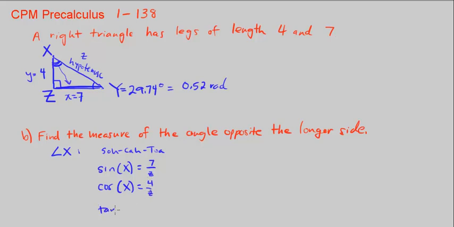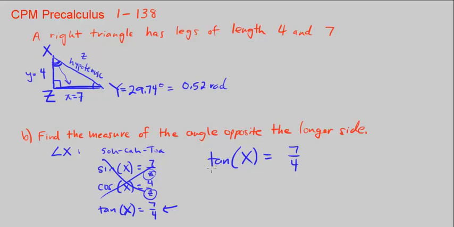And tangent of angle X is equal to opposite over adjacent, so it's equal to 7 over 4. So just like we used tangent in part A, we're going to use tangent in part B because cosine and sine both have the unknown Z. And we could solve for Z, but it's going to be faster if we just use tangent. Okay, so we're going to use tangent. We have tangent of angle X is equal to 7 over 4.